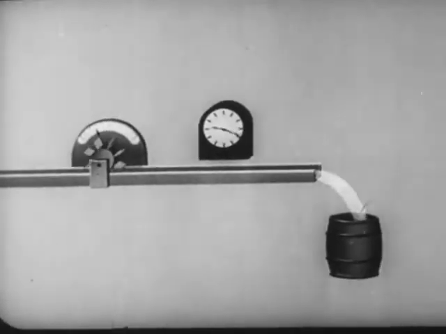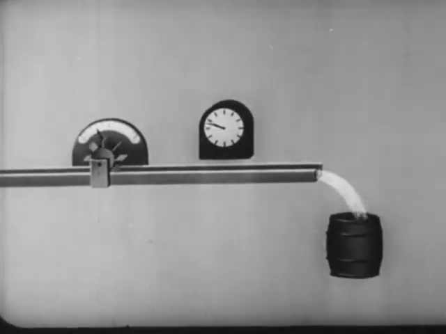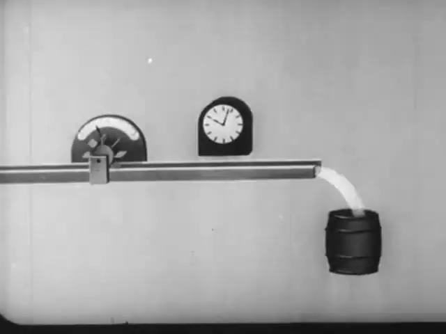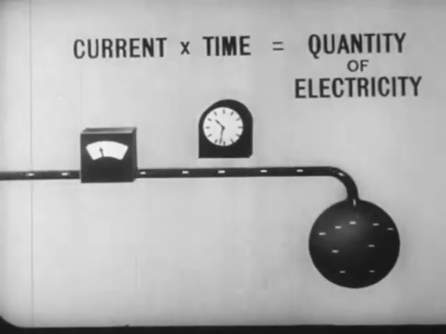Just as in flowing water, the total quantity of water is the product of the rate of flow by the time of flow, so in the case of electricity, the product of current by time measures the total quantity of electricity.